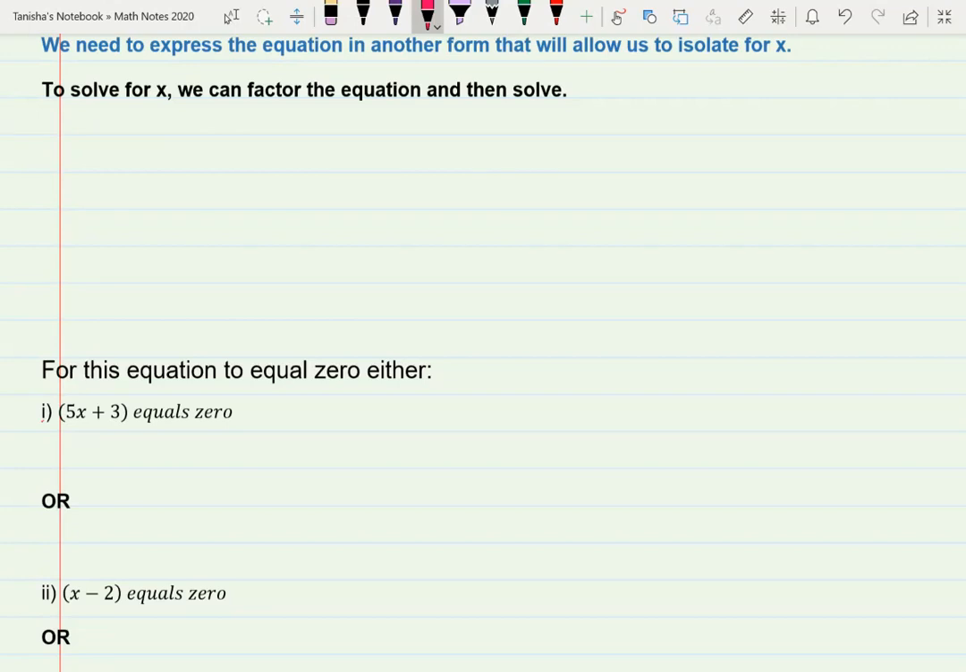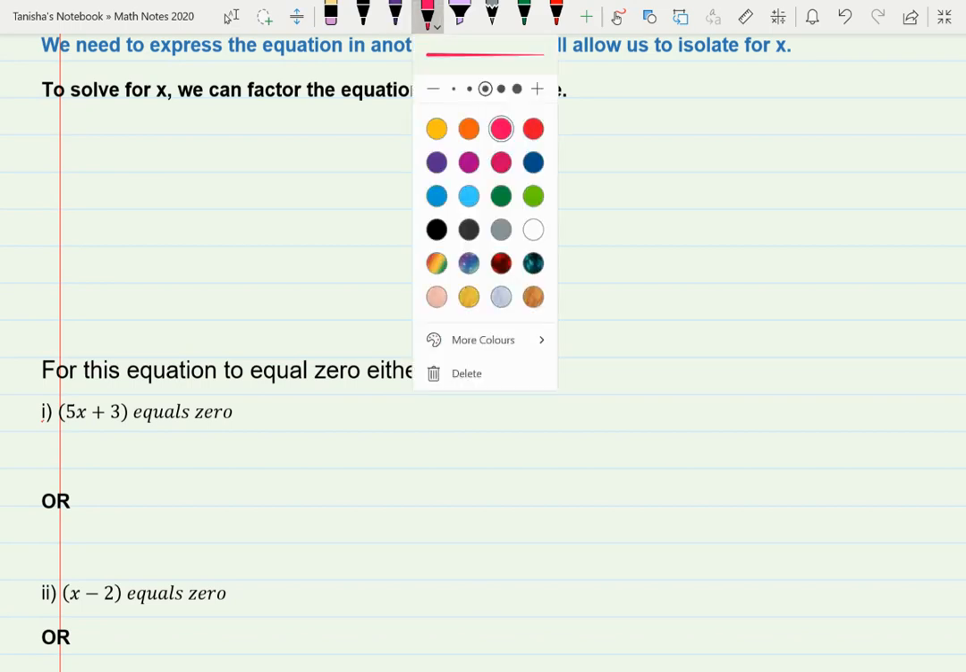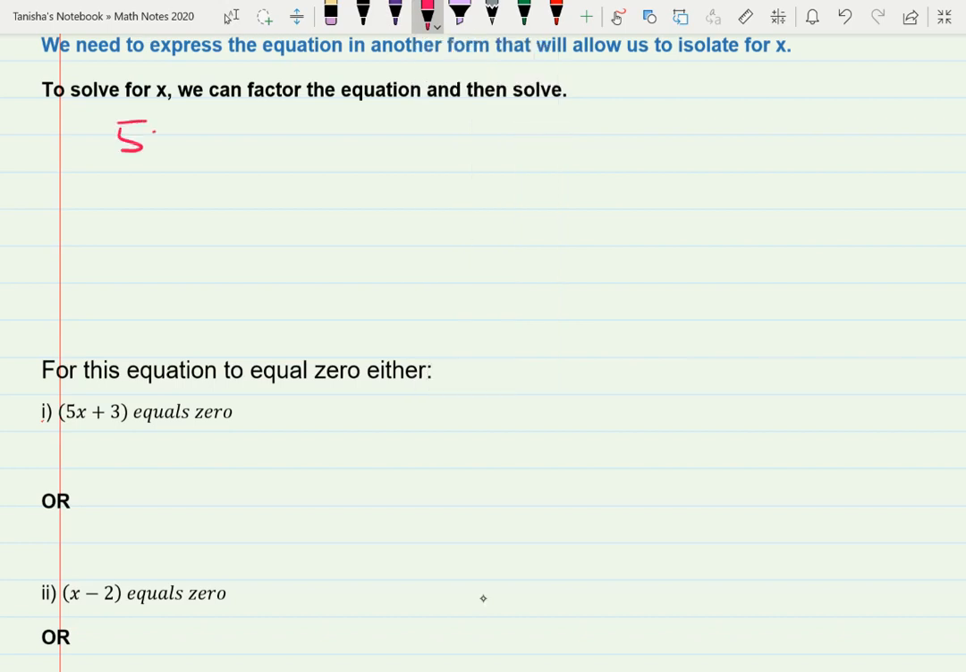To solve for x, we can factor the equation and then solve. So once again, our equation is 5x squared minus 7x minus 6 is equal to 0. Pause this video and try applying our factoring methods, whichever one you think you're going to use, on factoring this.